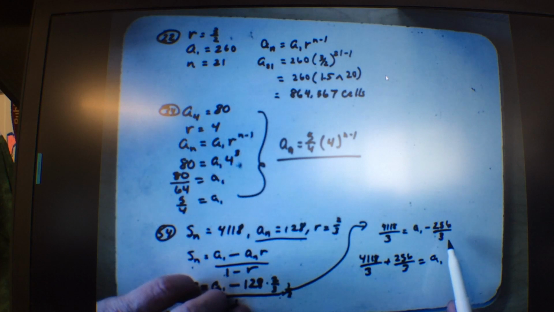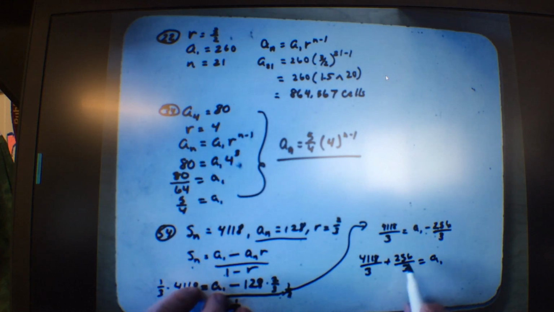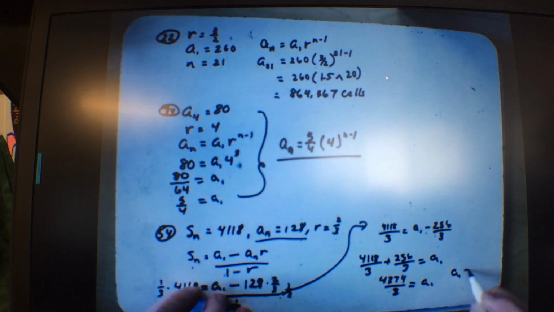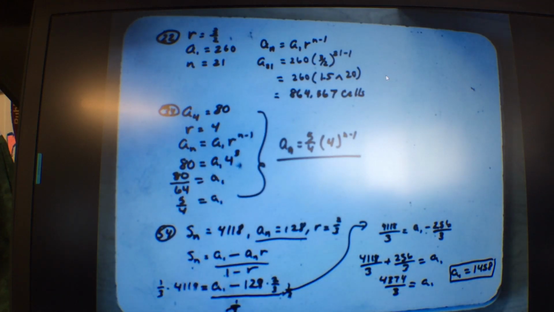Do you understand that? The operation of subtraction, I'm going to add. So add 4,118 plus 256. What do you get? 4,374. 4,374 over 3. Does that come out to 1,458? Yeah, 1,458. So a sub 1 equals 1,458. And that's what our answer was. That's what they asked. Okay?